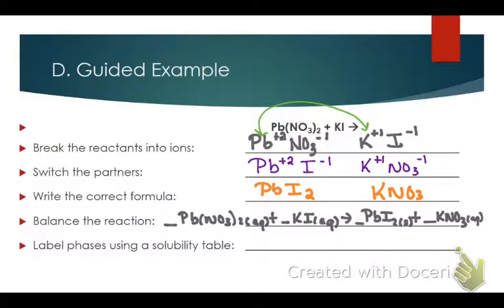So now I have an unbalanced chemical equation that shows the products. When I go to balance it, I have two NO3s on the left side. I only have one on the product side, so a coefficient of 2 is going to fix that. That means I need to put a 2 in front of the KI to balance the potassium, which fixes the iodine with the product side. So I can go ahead and put 1s in here. And I have just successfully completed my first balanced double replacement equation.